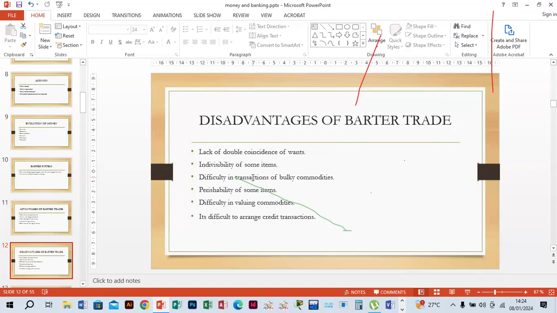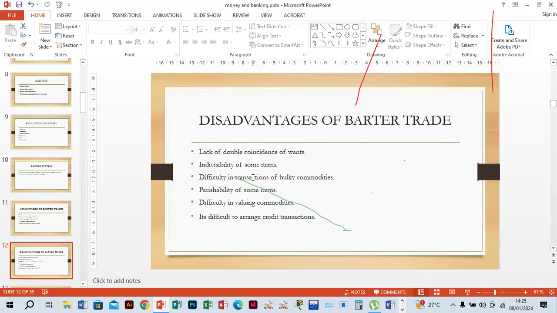Then difficulty in transactions of bulky commodities or items. Some items were extremely heavy and bulky to move from one place to another in the process of looking for buyers. So this made transactions really difficult, because it was very hard to carry bulky goods from one place to another looking for a buyer who wants that commodity.